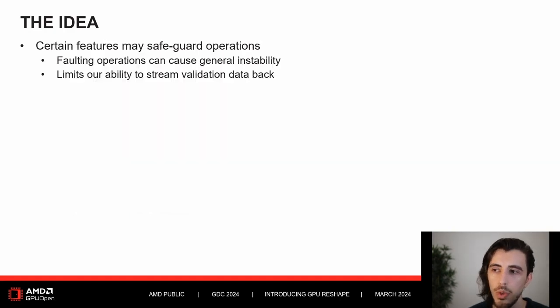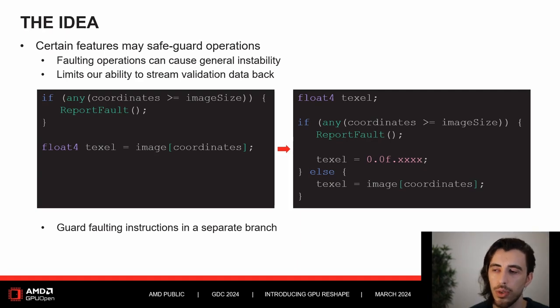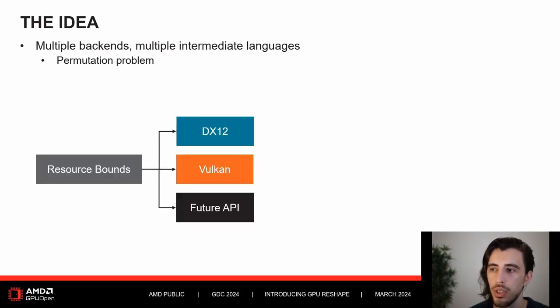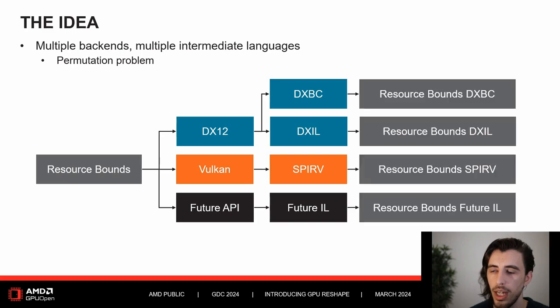Another problem is, what if the thing we're validating can cause instability such as crashes? How do we get the data back? Then we need to guard the instruction and only execute it if validation passed. I call this safeguarding. If validation did not pass, we instead assign a dummy value to the result of the instruction. Okay. So we're beginning to get somewhere. Specifically, we're getting a lot of permutations. What I mean by this is if I was to naively instrument the binary the application provides, I'm going to end up with a lot of implementations.